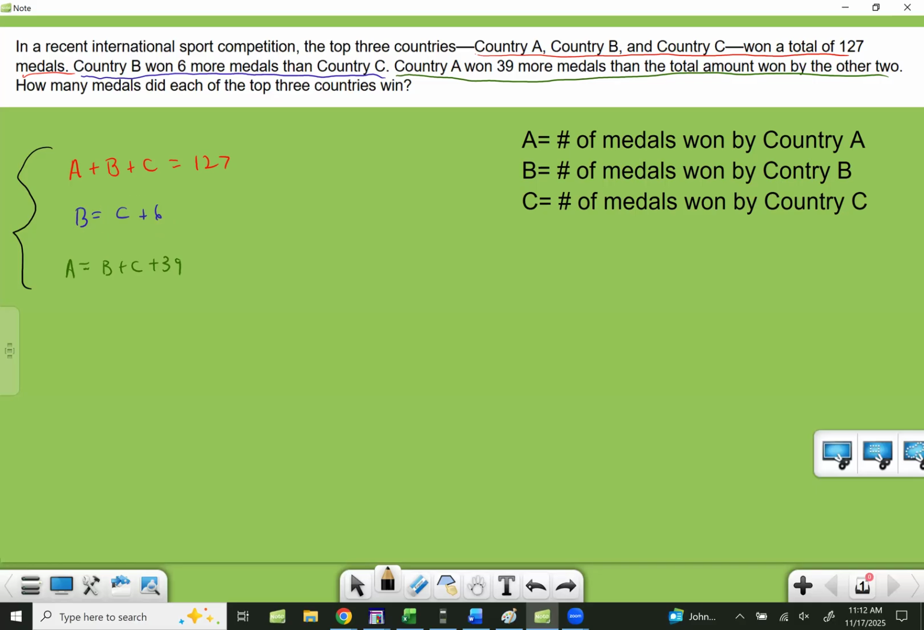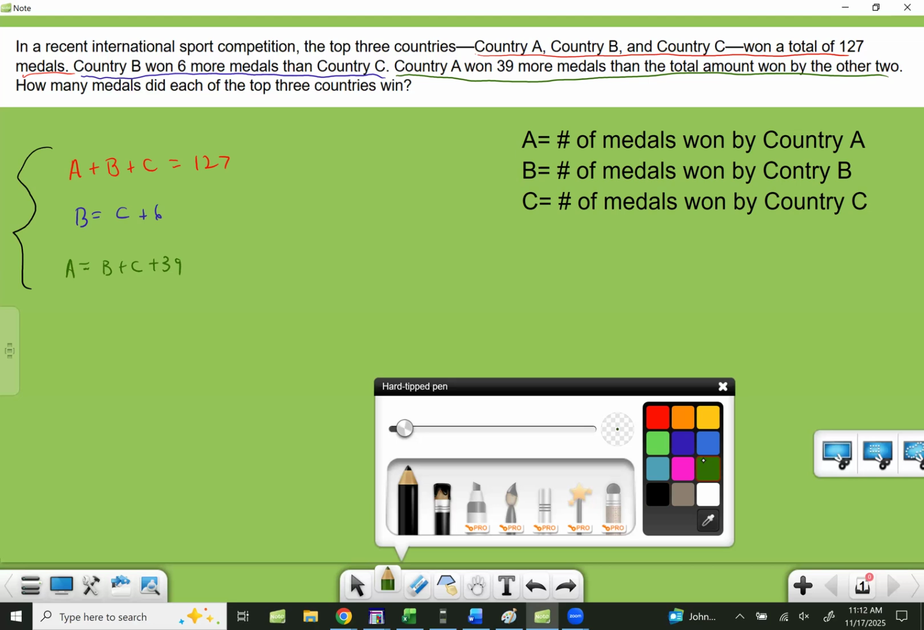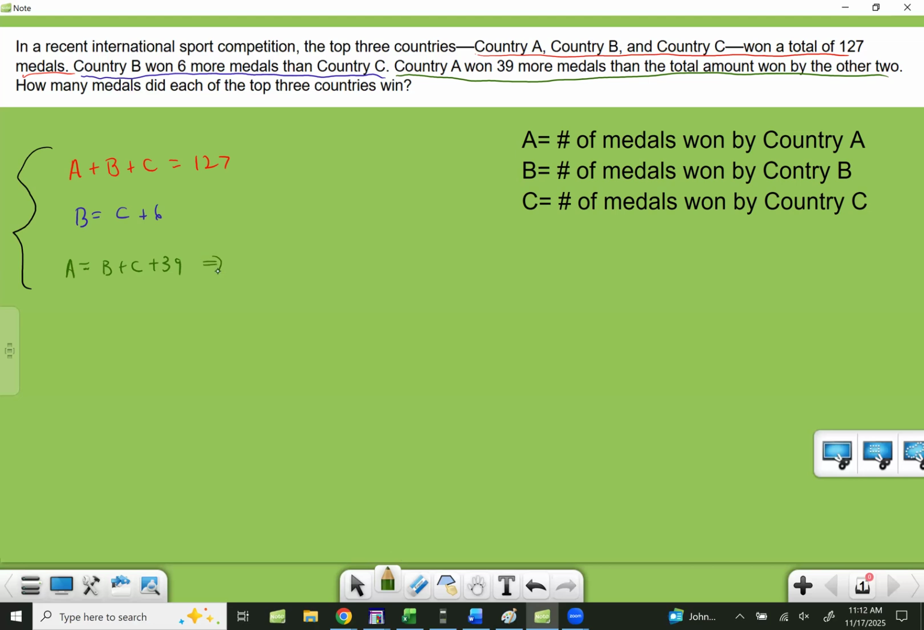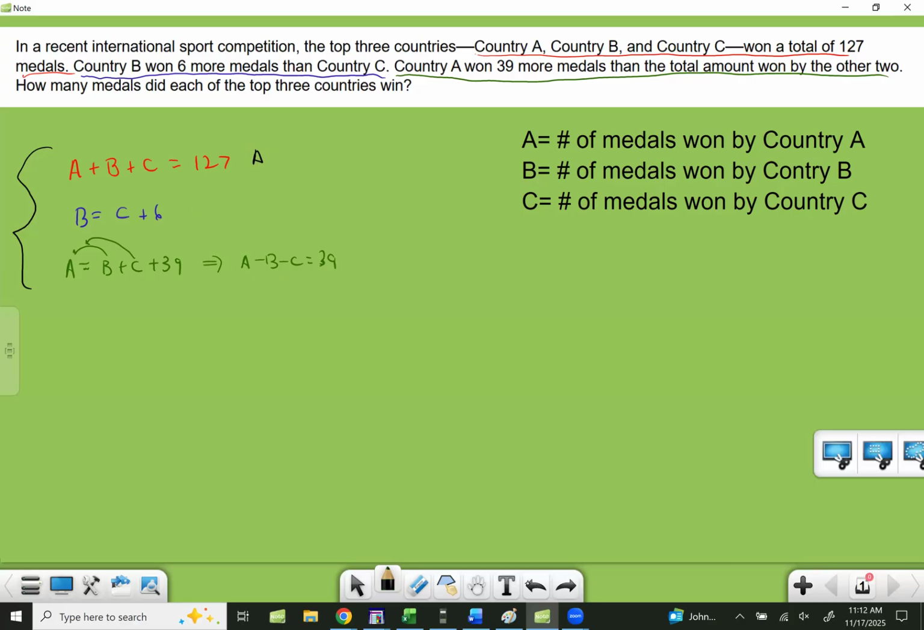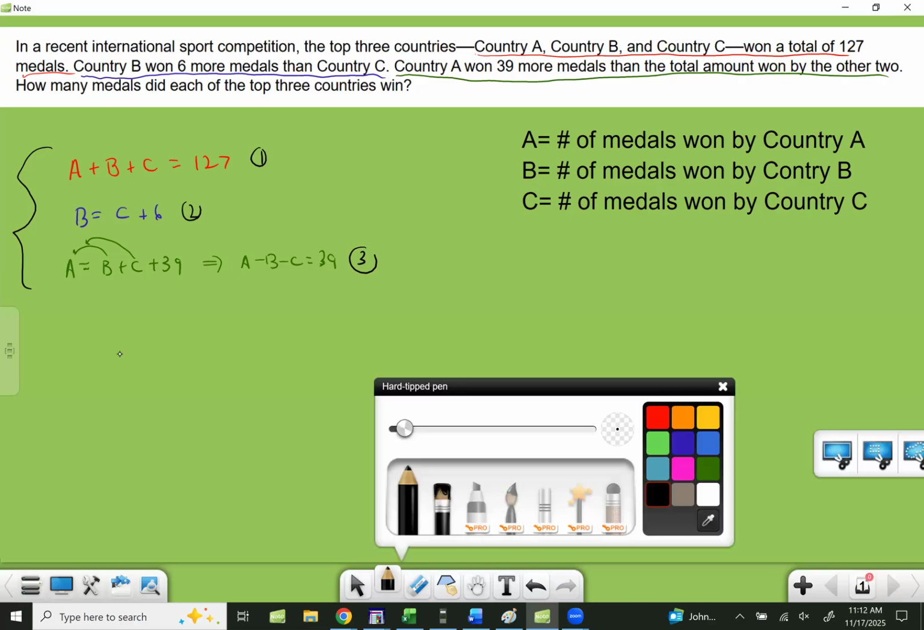I'm going to take equation C, and I'm going to rewrite it so that all of the variables are on one side. So I'm going to bring B over to the other side, and I'm going to bring C over to the other side, which means they're going to be negative on the other side. Now, the reason why I want to do this is because now I am going to put equation 1 with equation 3, because I can see a lot of canceling is going to happen if I do that.